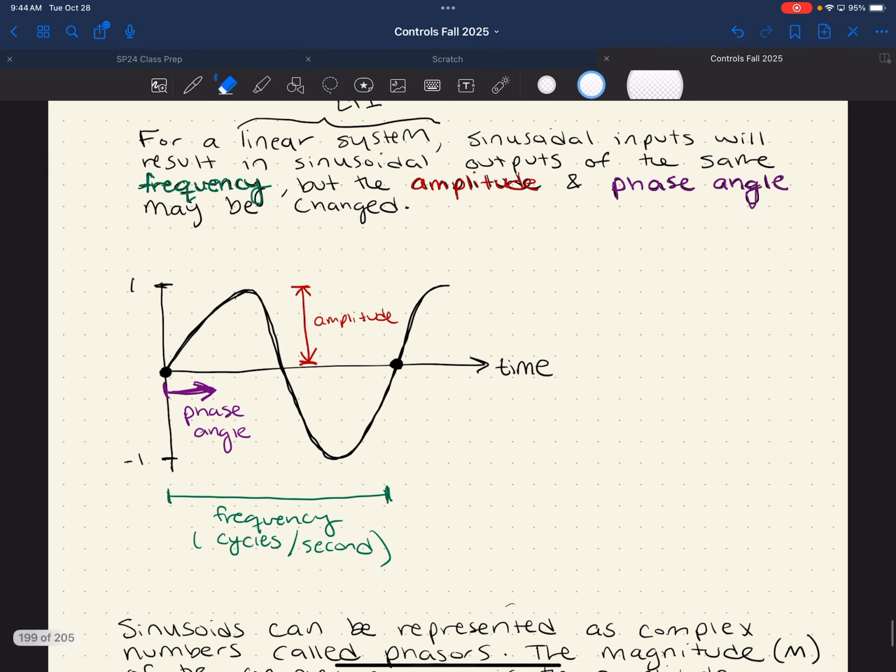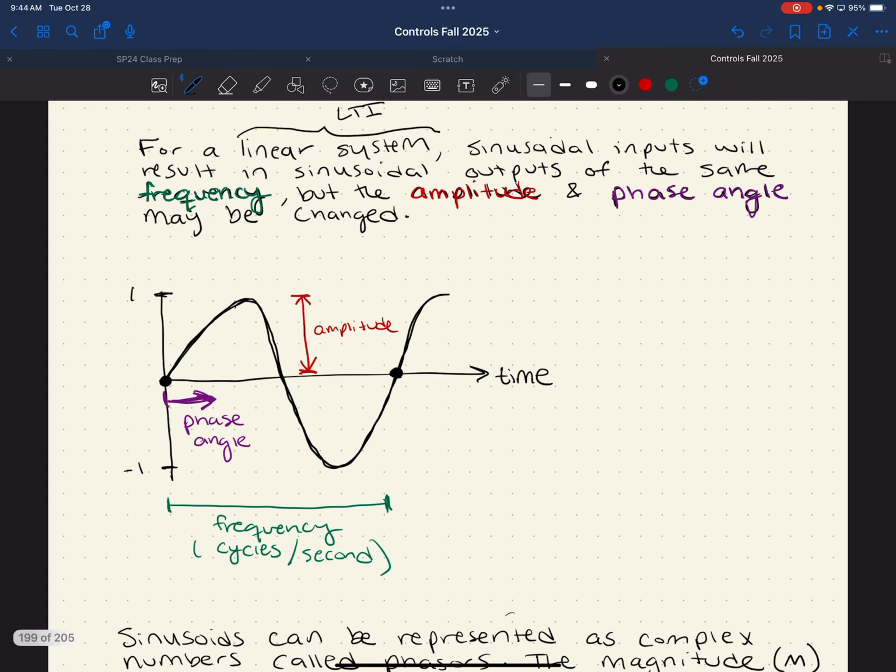So graphically, let's look at what that means. So here I have a sine function. I start at 0, I go up to 1, go back down to 0, -1, and back up. Okay? This is what we might call one cycle. And the frequency is how many cycles pass by in a second. All right? The amplitude of this thing is how high you get off of the x-axis, the height of that waveform. And the phase angle is how much this thing shifts left or right.